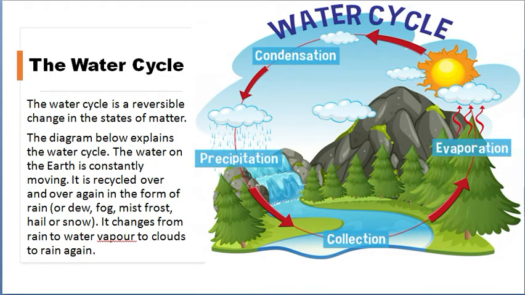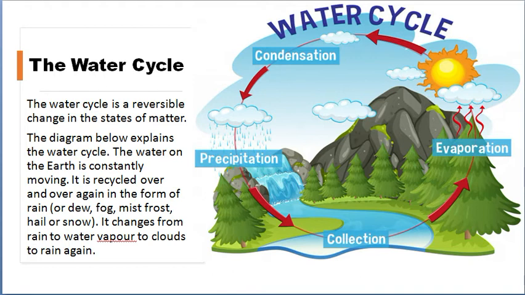See, students, what happens in the water cycle. Before that, we will see what is water cycle. Water cycle is a reversible change in the states of matter. The diagram below explains the water cycle.